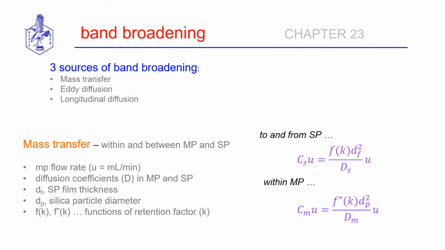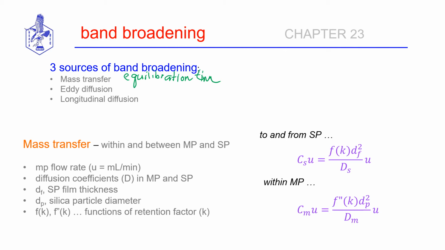The second factor that contributes to band broadening is what we call mass transfer, or this is also referred to as equilibration time. This one comes from the fact that it does take a finite amount of time for a molecule to move within the mobile phase and the stationary phase, and in between the mobile phase and the stationary phase.